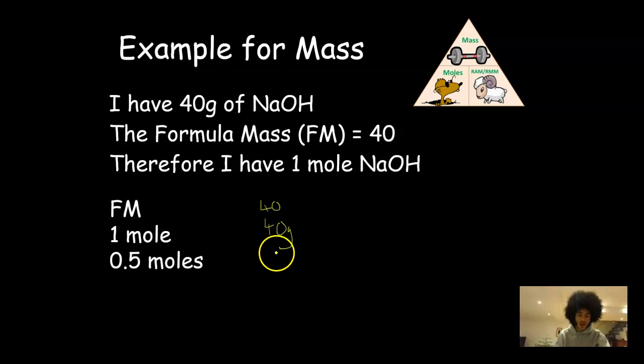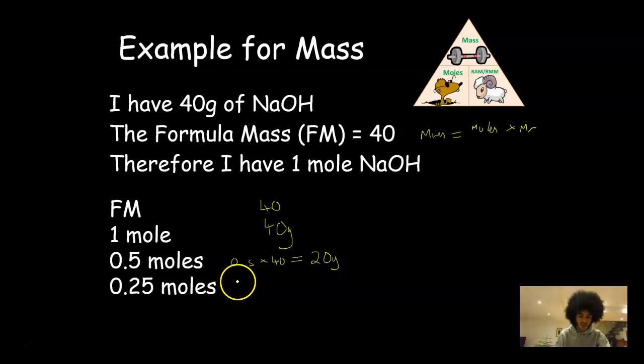So if I've got 0.5 moles, it would be, if you remember the equation, mass equals moles times MR. If I've got 0.5, it's going to be 0.5 multiplied by 40, which will equal 20 grams. And if I have 0.25 moles, it'd be 0.25 multiplied by 40, which equals 10 grams, and so on. Okay, so that's how you do those calculations. The one thing I do have to stress at this point is always show your working.